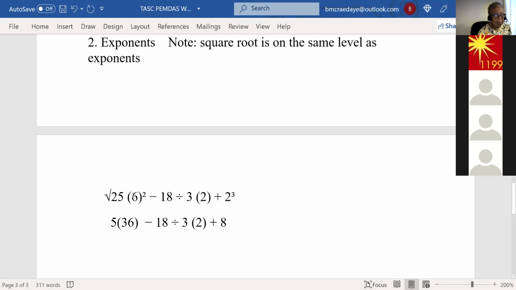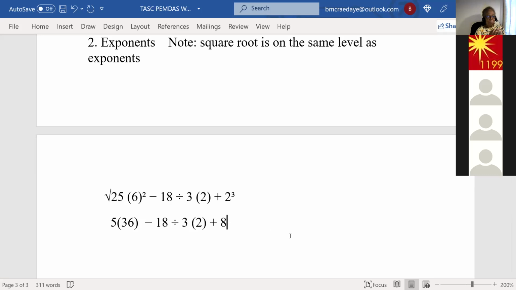We did our exponent, we did our square root, which is on the same level as the exponent. Square root of 25 is 5. 6 to the second power, Vanessa says 36. 2 to the third power is 8. So we've applied our exponents. What do we do next?